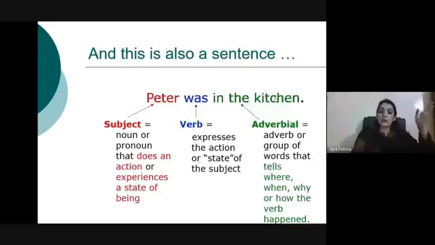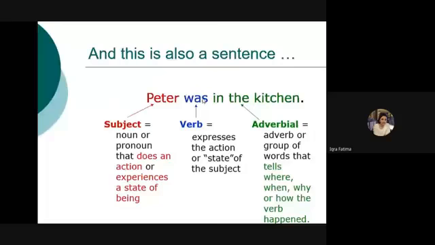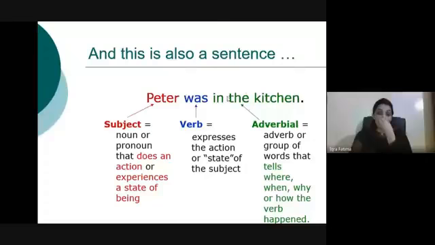The subject is again the subject, the verb is the action, and then in the kitchen. Peter was in the kitchen. Where was Peter? Where? So where gives an adverb of place, in the kitchen. So it is an adverbial phrase. It is adverbial. You can find this by putting these questions, because this is telling you about the verb.